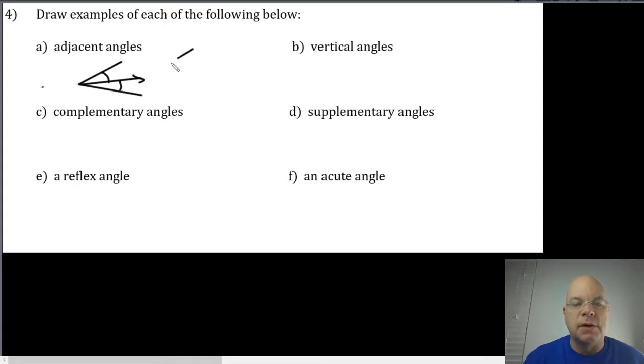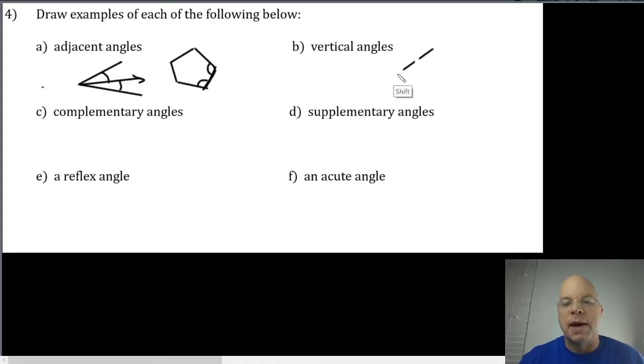If they're in a figure like a pentagon, for example, then adjacent angles would be like this angle is next to this angle. They share this side length. Those are two examples of adjacent angles.